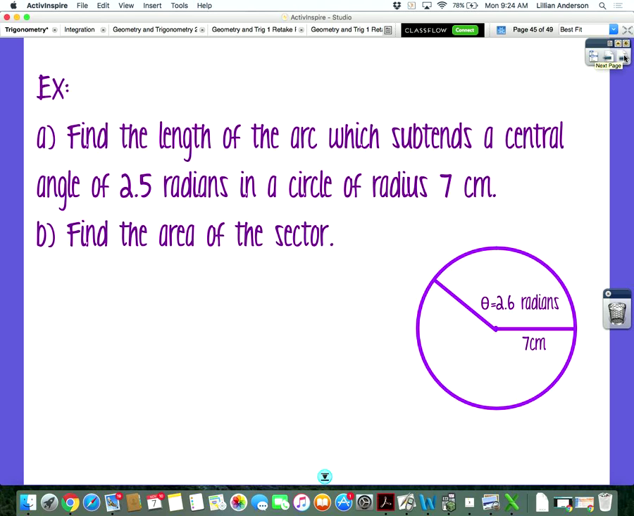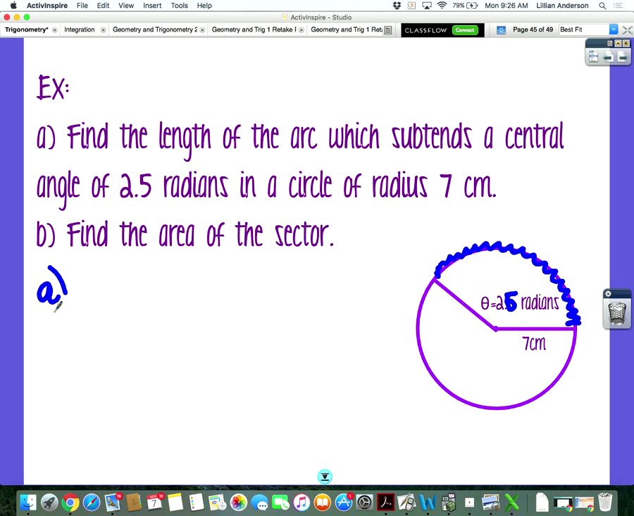So, let's look at an example here. We're going to find the length of the arc, and we're also going to find the area of the sector. I'll start you off real basic, and then we'll get to a few more challenging problems. We're finding the length of the arc which subtends the central angle of 2.5 radians in a circle with a radius of 7 centimeters. Subtends just means it intersects the circle to form this arc. We are looking for that length.